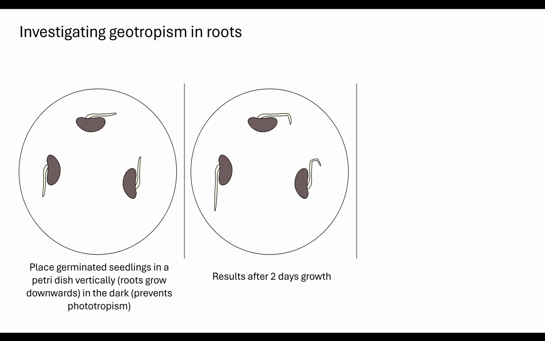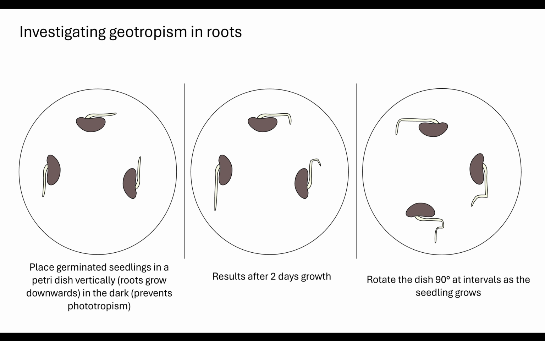So if gravity is below, you can see the root on the left-hand side seedling has continued to grow down. The one that was positioned in a horizontal position has actually had that curvature to grow downwards, and the one where the root was actually positioned pointing upwards has curved back down again. And if we rotate the dish at a 90-degree interval, as the seedling continues to grow, we will see this change in that growth of the root so that it will re-establish that response to gravity.